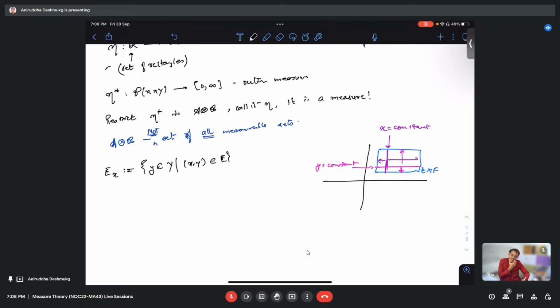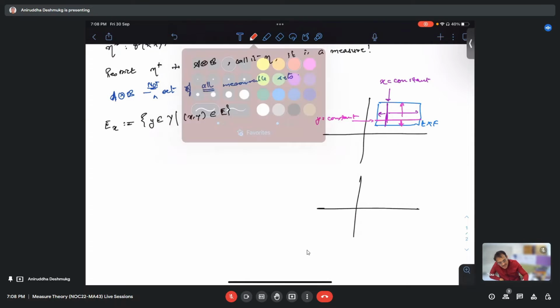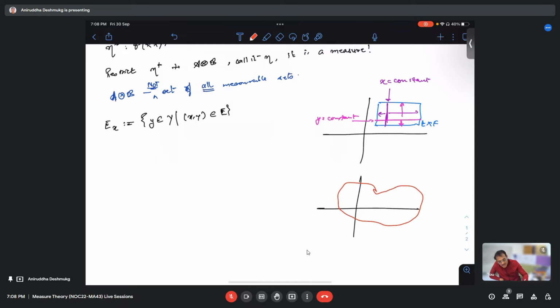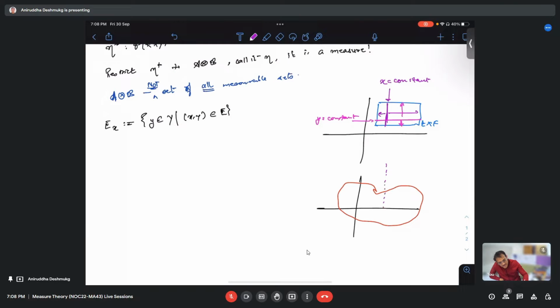So notice that if the set is not really of the form of a rectangle, but the set is something like this, then the x section of E is, look at this line, x equal to constant. Wherever it intersects E, that is my Ex. Because these are precisely the points in Y. So, or rather, this is not the section. This is the section. This is my Ex.